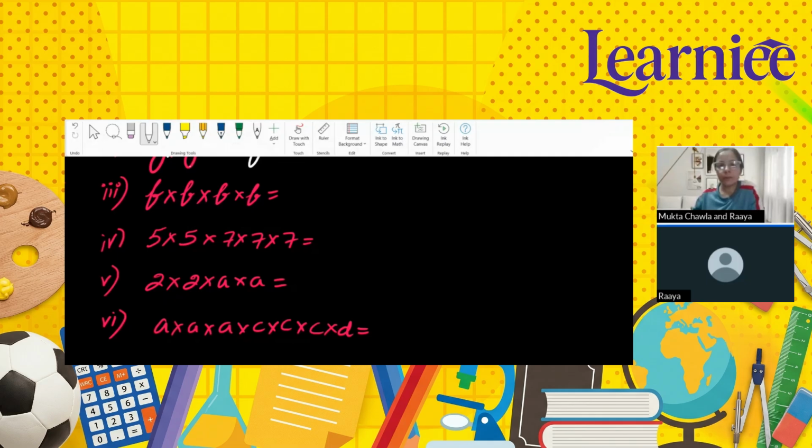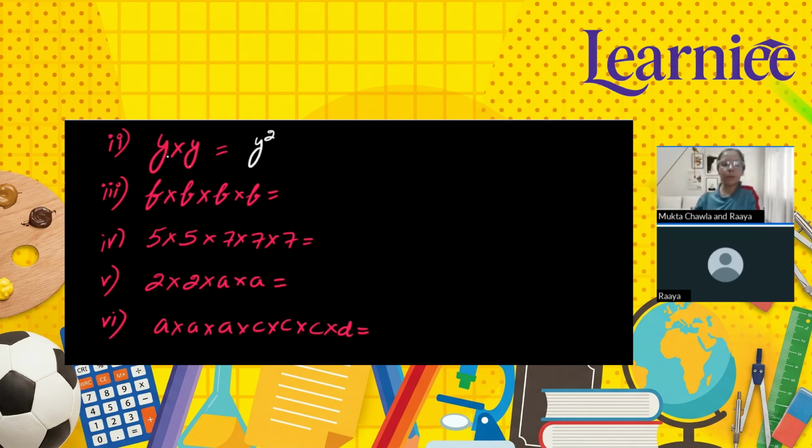Shall we start? Okay, what does b times b... b to the power of 4. Yes, very good. Then 5 is 5 to the power of 2 into 7 to the power of 3, so which is 5 square into 7 cube. To differentiate this operator, we will be using a dot here, right? Since we are writing it in exponential form, we will be replacing the operator with a dot.